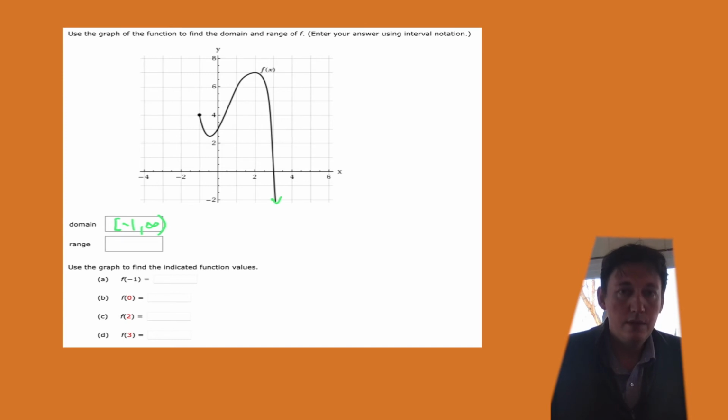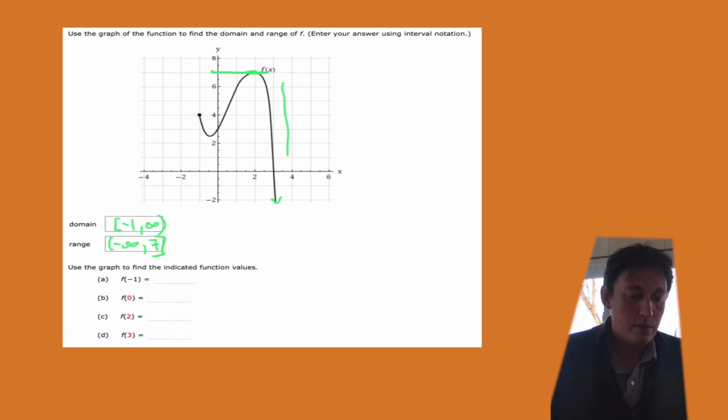For the range, we're going to look at the y values. What is the smallest y value this function could be, and what is the highest y value this could be? So the lowest y value, notice this function keeps going down until -infinity. It keeps going down. So the lowest y value this could be is -infinity, comma, and what is the highest y value it could be? Well, it stops right here. So the y value at that point is 7, and that part is obviously included.